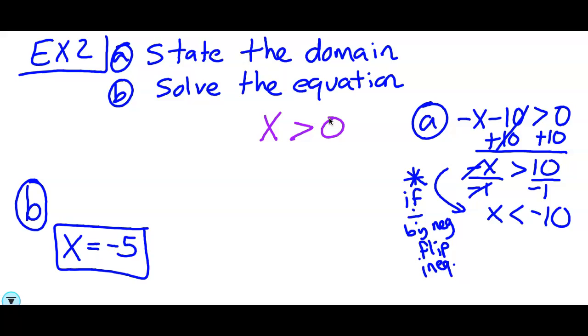No. X can be a lot of different things. The argument always has to be greater than 0. That affects what the domain will be. So in this case, x is greater than 0, because the argument is x.